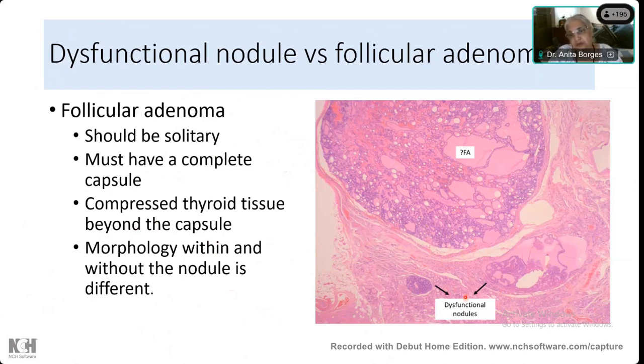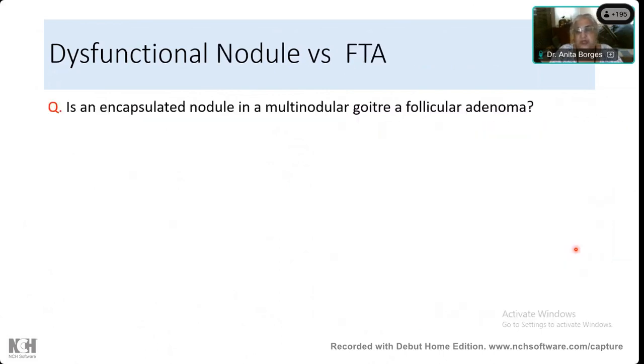So, we don't call this lesion a follicular adenoma. Why? Because it doesn't have a capsule? And the answer is probably yes, that this is a follicular adenoma and these are dysfunctional nodules. But does it really matter? That is the real question. So this is the problem. Is an encapsulated nodule in a multinodular goiter a follicular adenoma? I don't know the answer to that question.